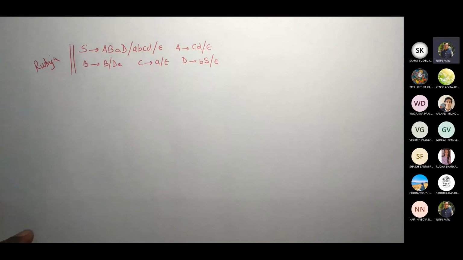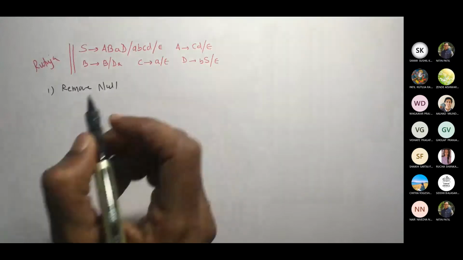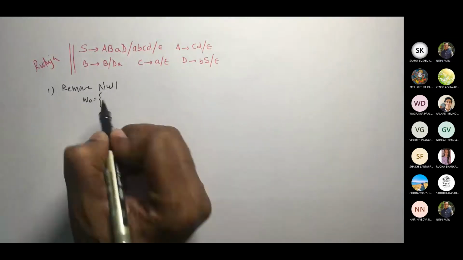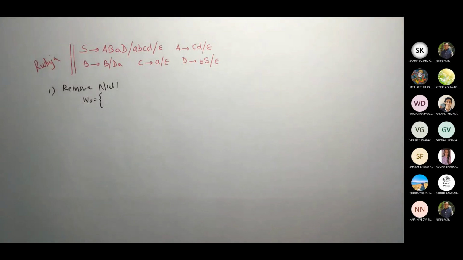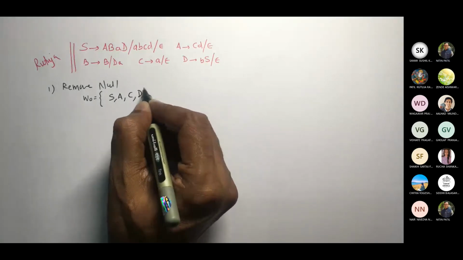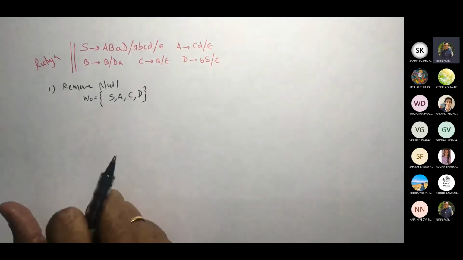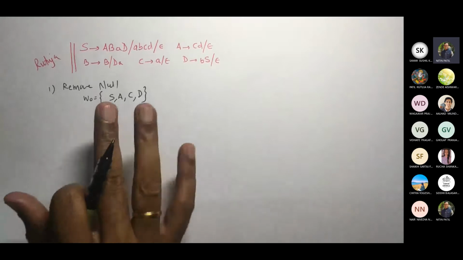Okay, there are null productions. So are there any null productions? Yes. So the first step would be what? Remove null. What would be W0? S, A, C and D. Very good. So we will terminate there only. These are all your nullable variables. So let us stop this construction of W here only. And S is nullable, so we have to add S1 as well.